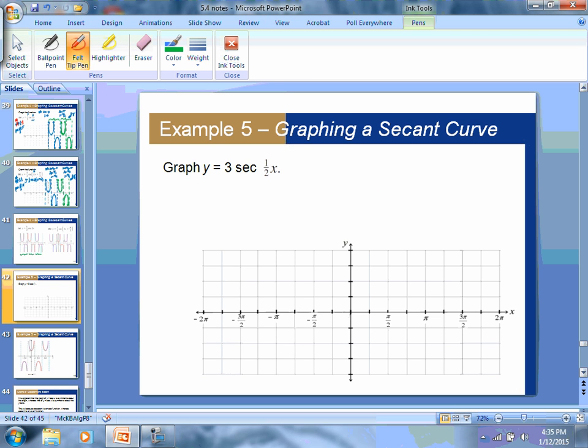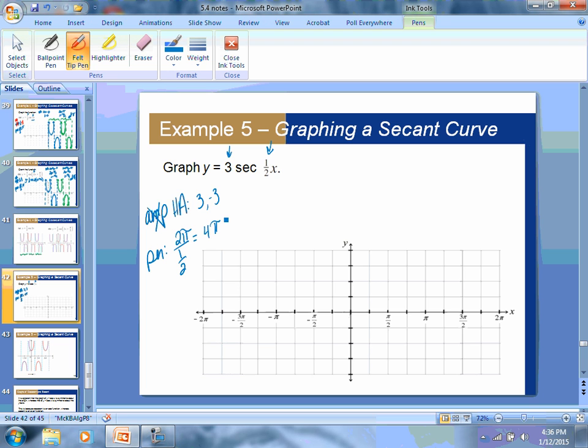Example 5, this is a secant. So this is the inverse of the cosine. So this one looks a little bit different because my amplitude, which isn't really an amplitude, it's a horizontal asymptote now, is going to be 3 and then negative 3. That's that number out in front. I'm not going to have a shift here because I don't have anything added or subtracted on with the x, but I still have that k value of a half, so that's going to affect my period. So I'm going to take 2 pi and divide it by a half, so that's going to make my period 4 pi. Wow, that's going to be a big graph.